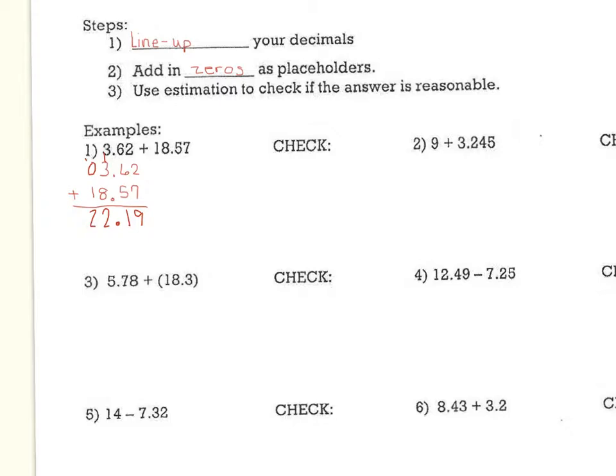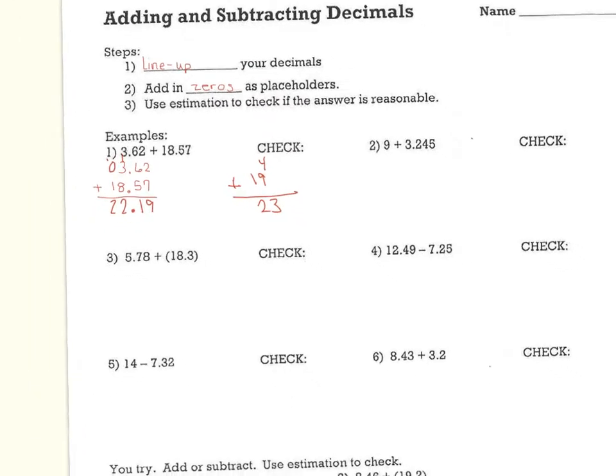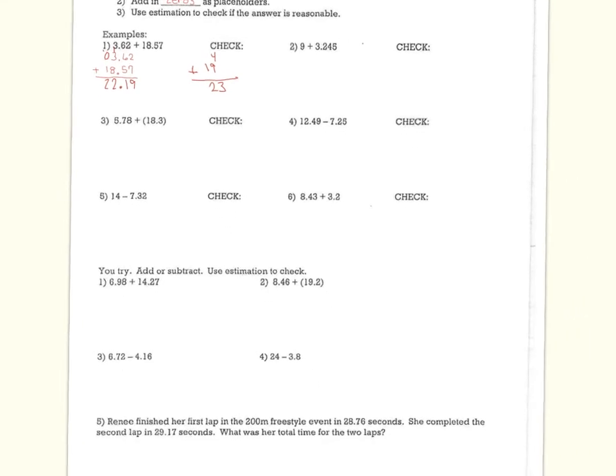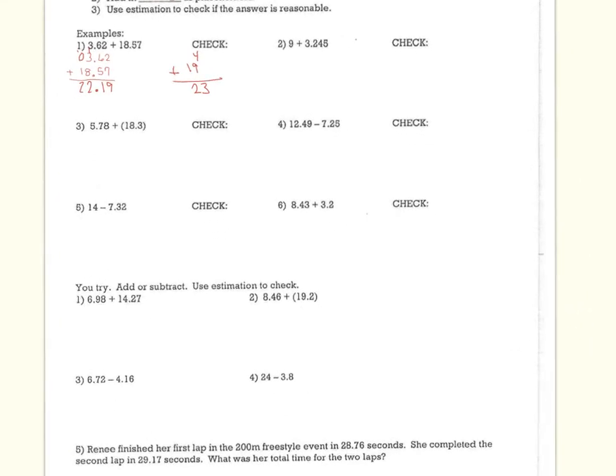Now let's check. 3.62 is about 4. 18.57 is about 19. You add it up. 19 plus 4 is about 23. And is 23 a reasonable answer for this? Yes, it is.